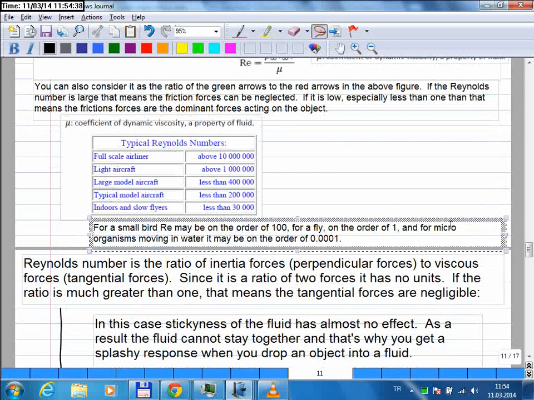And for microorganisms moving in water, it may be on the order of 0.0001. So if you have a little organism swimming in water, the Reynolds number can be on this order. That means for that organism, the friction forces are much more significant than the other forces.